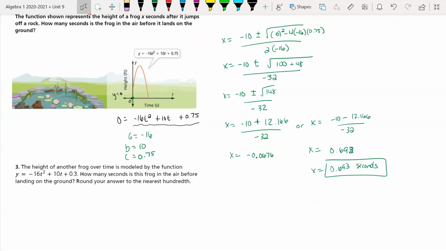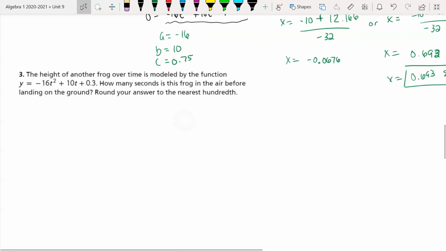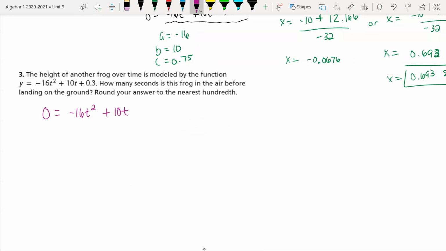All right. So it says the height of another frog over time is modeled by the function y equals negative 16t squared plus 10t plus 0.3. How many seconds is this frog in the air before landing on the ground? Round your answer to the nearest hundredth. So that's going to be 2 decimal spots. You guys go ahead and pause the video and try this one. Again, if it's on the ground, what's the height going to be? It's going to be a 0.